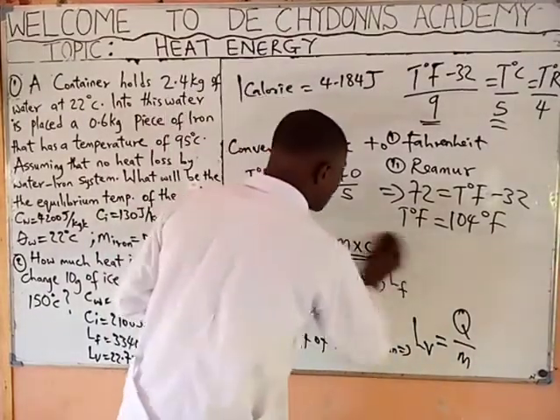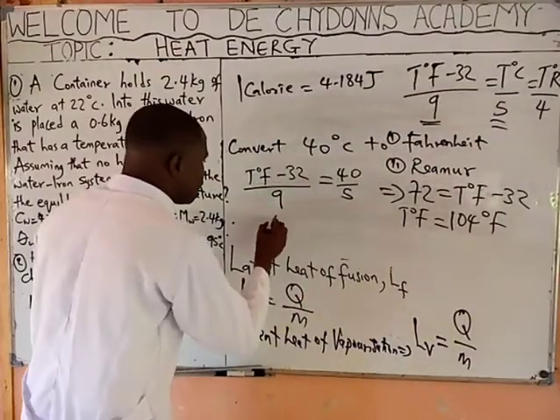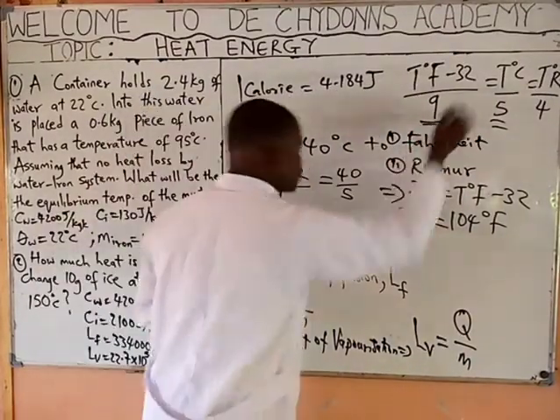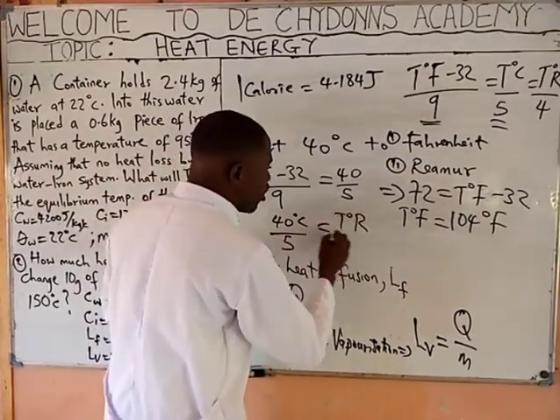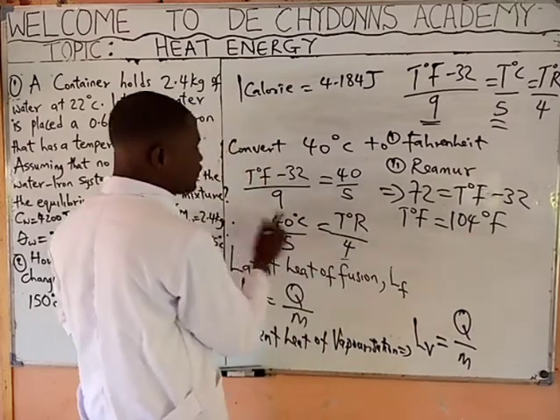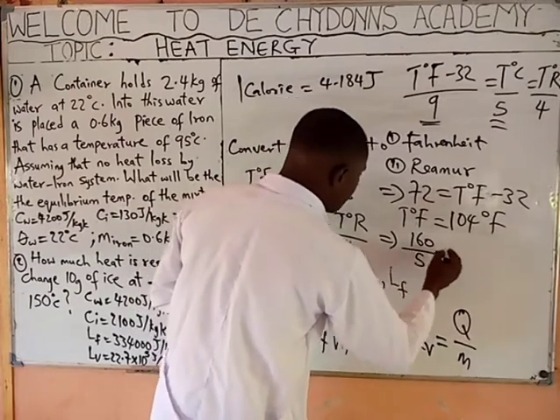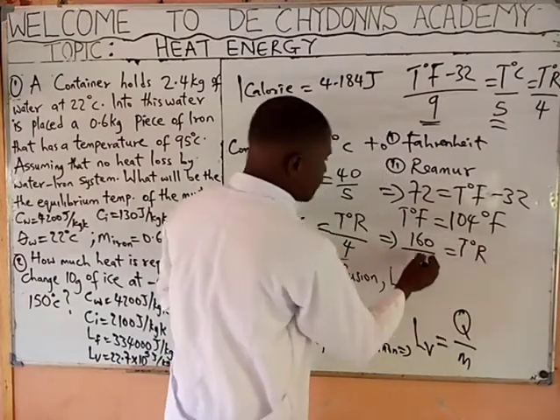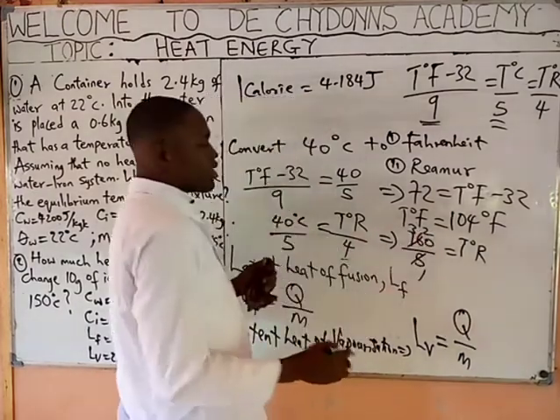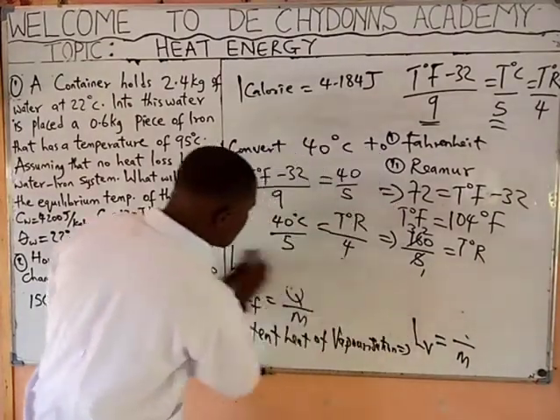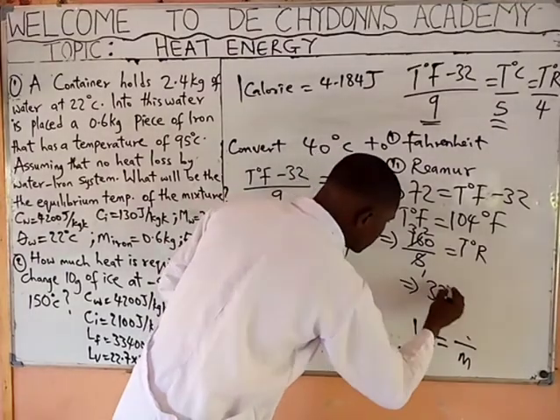Then if they say convert to Reaumur, you compare this and this. You say 40 degrees Celsius all over 5 is equal to degree Reaumur all over 4. 4 times 40 gives you 160 all over 5 equals degree Reaumur. 5 into 16 is 3, remainder 1, into 10, 2. That gives you 32. So it also means that 40 degrees Celsius is equivalent to 32 degrees Reaumur.